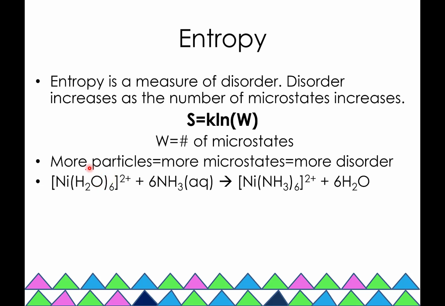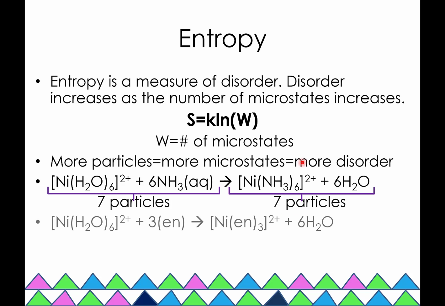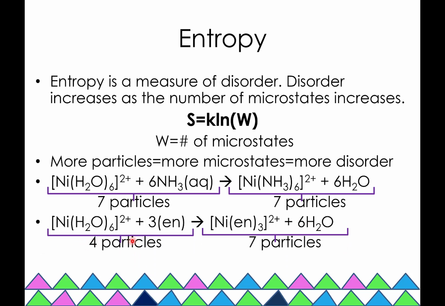So if we have hexaaqua nickel 2+ reacting with 6 amine ligands, forming hexaammine nickel 2+ and then 6 water molecules, you're starting with 7 particles and you're ending with 7 particles. Whereas if we look at this other complex, here we have hexaaqua nickel 2+ reacting with 3 ethylenediamine to form our ethylenediamine complex, displacing 6 water molecules. So now we're going from 4 particles to 7 particles. So we have an increase in our number of particles.